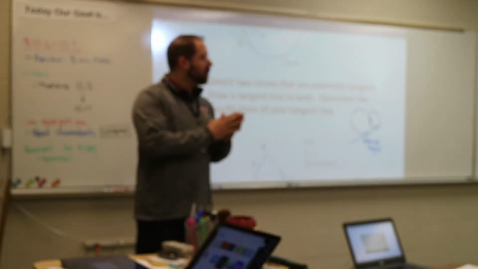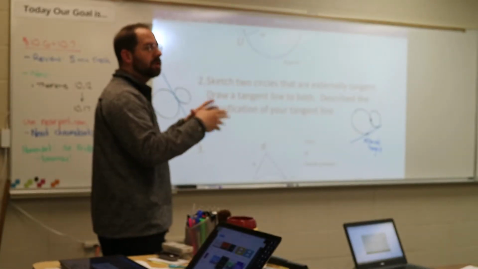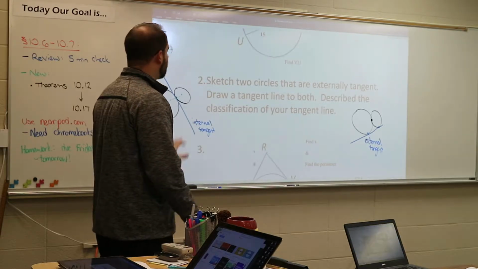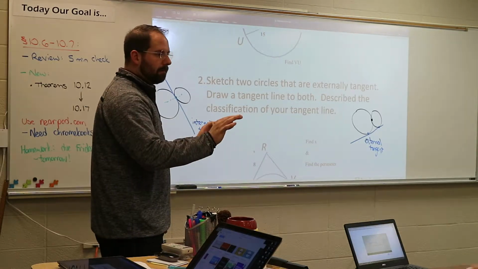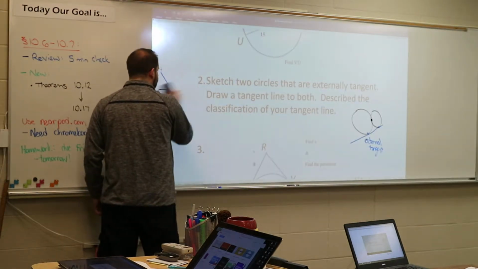The classification of it is either internal or external. Now don't get me wrong, I think it was Hanson, you said it was a common tangent. That is the correct term, but the specific type is called external or internal. Got it? So that was kind of an open-ended question. I want to see kind of what you were drawing there.